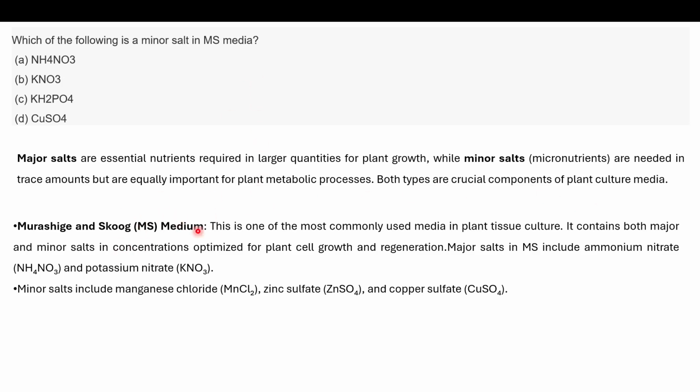So MS media, which we are talking about, is Murashige and Skoog medium, one of the most commonly used media in plant tissue culture. It contains both major and minor salts in concentrations optimized for plant cell growth and regeneration. Major salts in MS include ammonium nitrate and potassium nitrate, and minor salts include manganese chloride, zinc sulfate, and copper sulfate. Okay. So the answer out of these options will be copper sulfate.